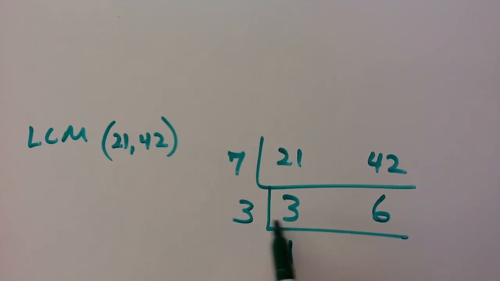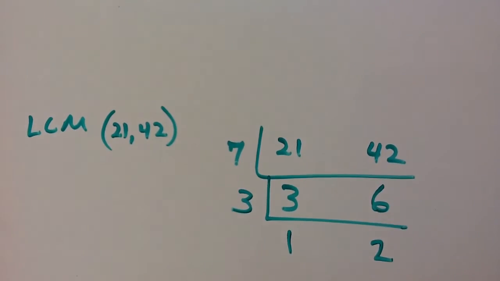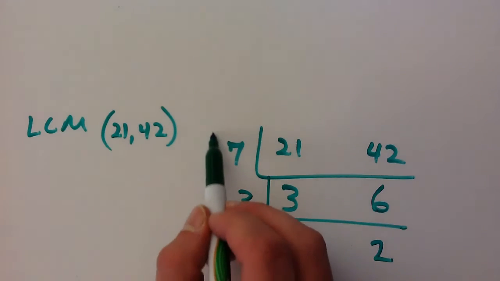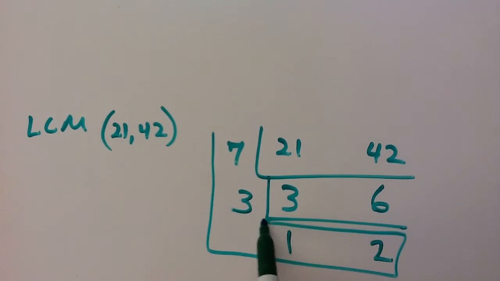3 times 1 would be 3, and 3 times 2 would be 6. 1 and 2 don't have a common factor other than 1, and so I can stop. I don't need to make additional ladders. And for the least common multiple, I would go down and to the right. I would make an L. I'll be multiplying these numbers together.